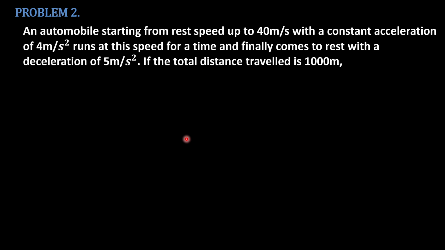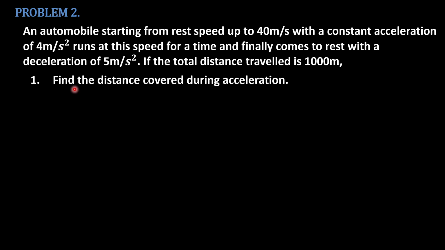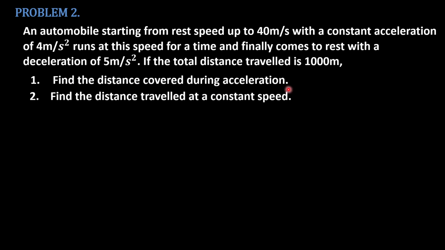Okay? Problem 2. An automobile starting from rest speeds up to 40 meter per second with a constant acceleration of 4 meter per second squared, runs at this speed for a long time, and finally comes to rest with a deceleration of 5 meter per second squared. If the total distance traveled is 1,000 meters, determine the following. Find the distance covered during acceleration. Find the distance traveled at a constant speed. And find the total time of travel.